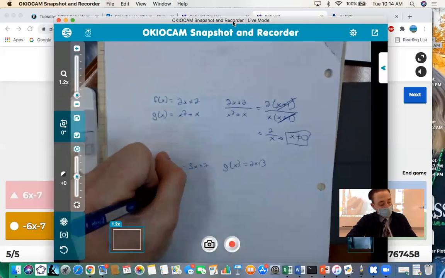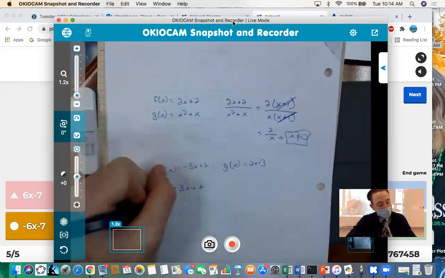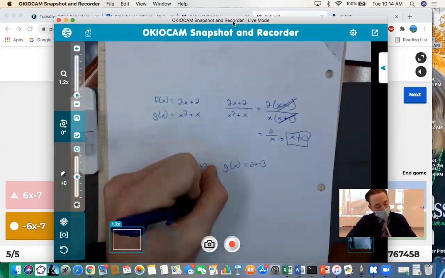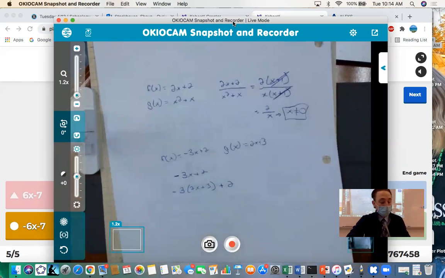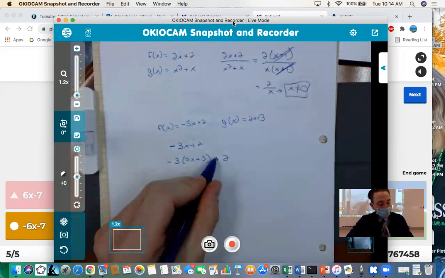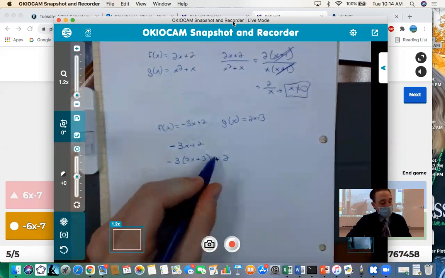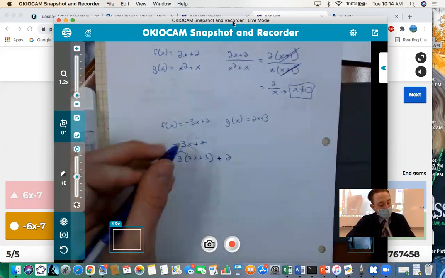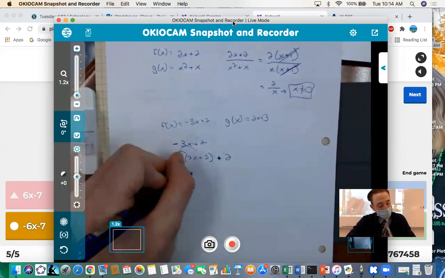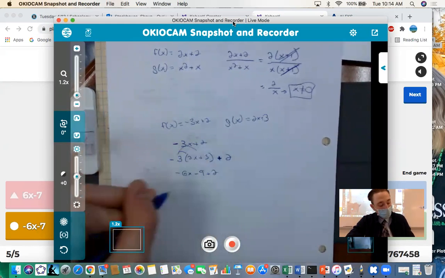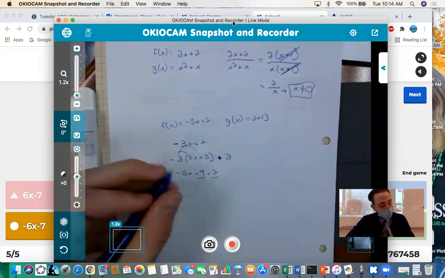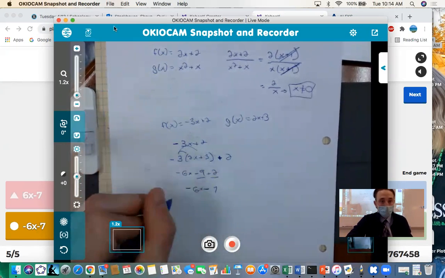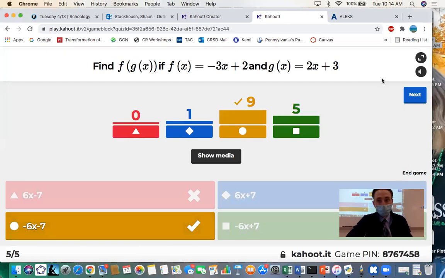So negative 3x plus 2, I'm going to start with that. And then wherever I see an x, I'm plugging in 2x plus 3. Plus the 2 on the outside. Don't forget to include all of the addition or subtraction along with your problem here. You distribute the negative 3, that gives you the negative 6x minus 9 plus 2, and then I go through and combine like terms, which gives me negative 6x minus 7, which was my final answer. All right.